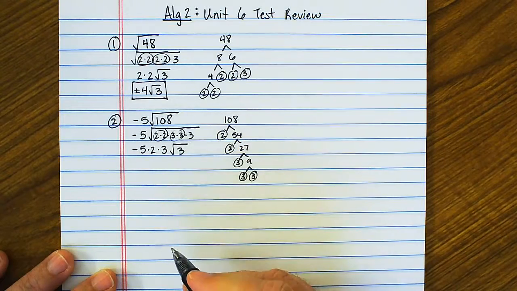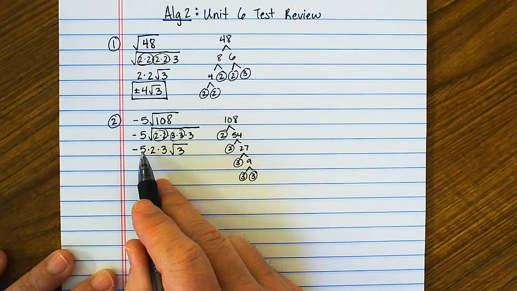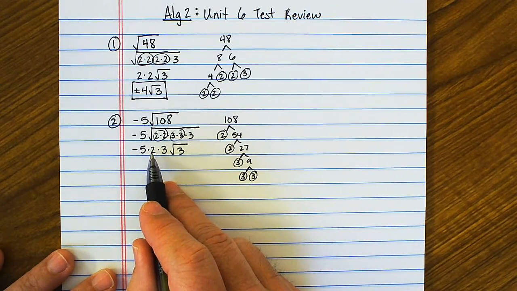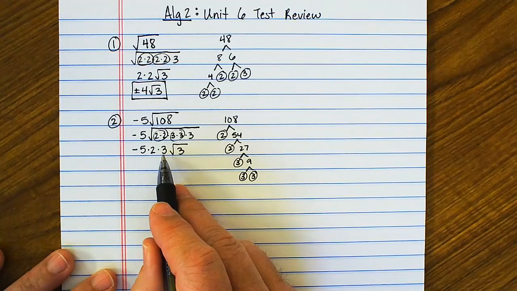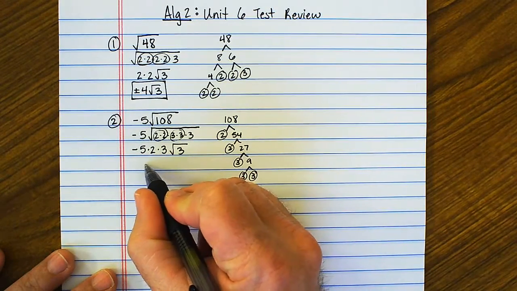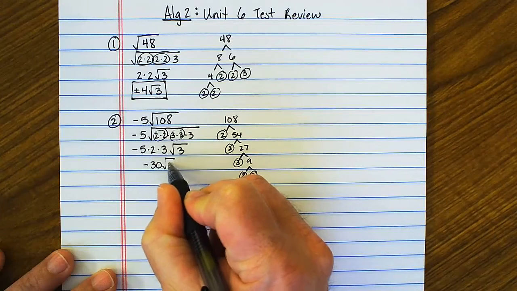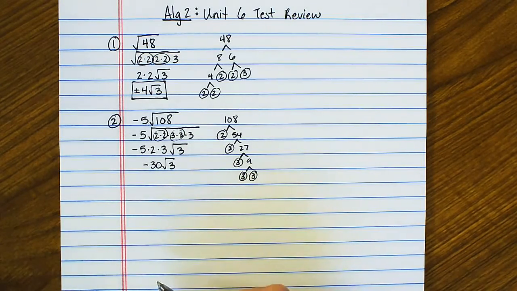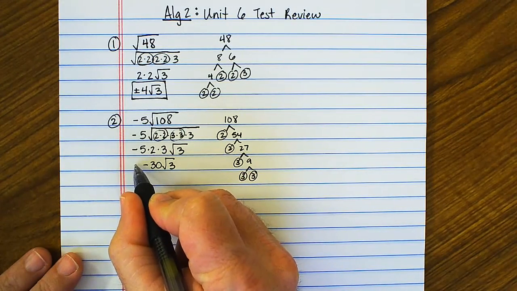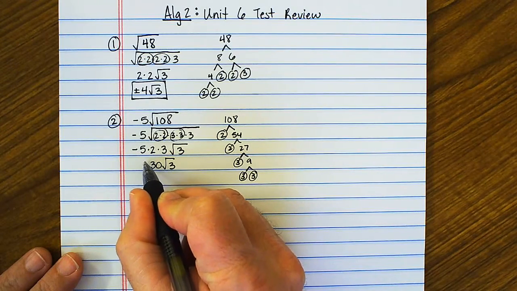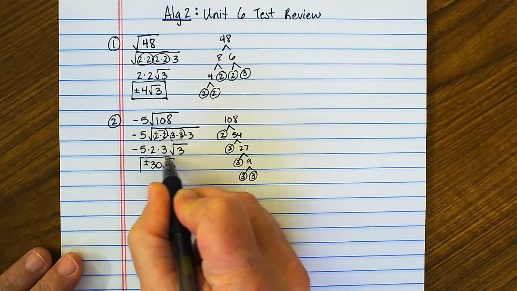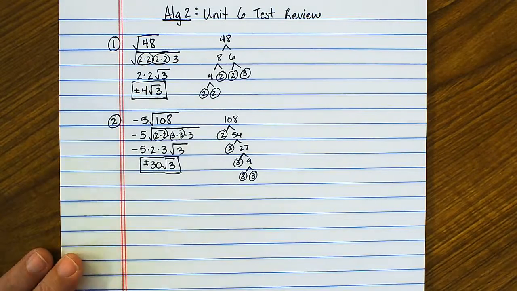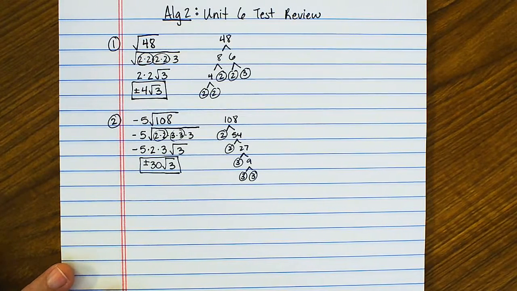So it's a pair of 2's, a pair of 3's. That leaves a 3 in the radical. So it's negative 5 times 2 is negative 10. Negative 10 times 3 is negative 30 radical 3. And it is plus or minus, but you know, plus or minus with the negative, we can just throw that plus right on top. 30 radical 3.